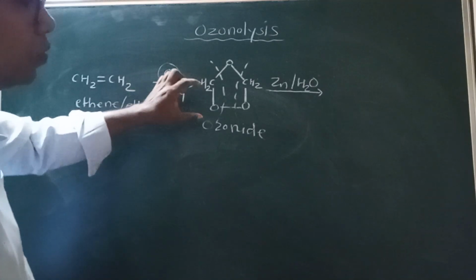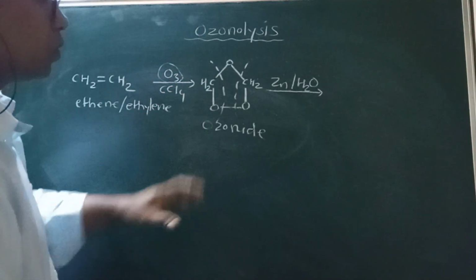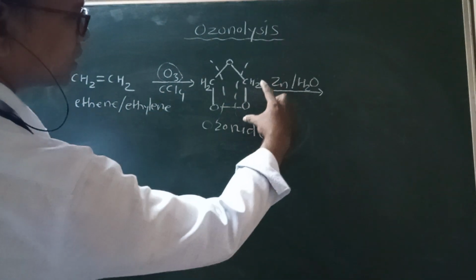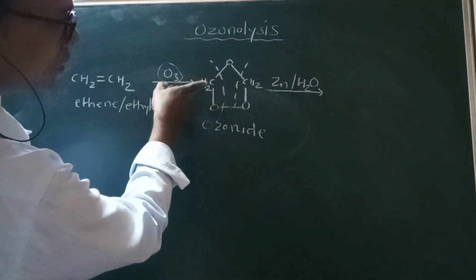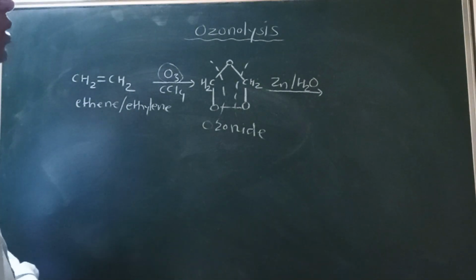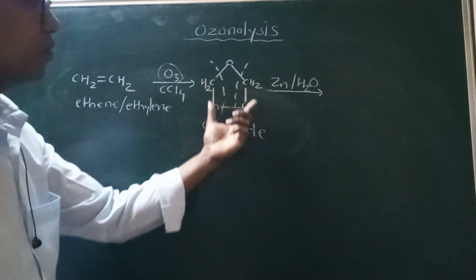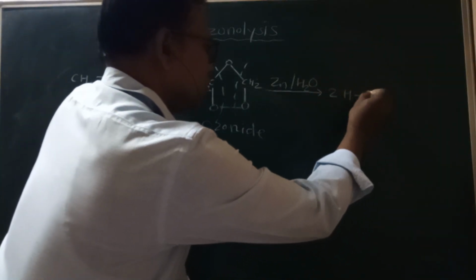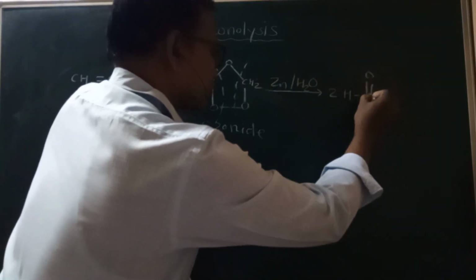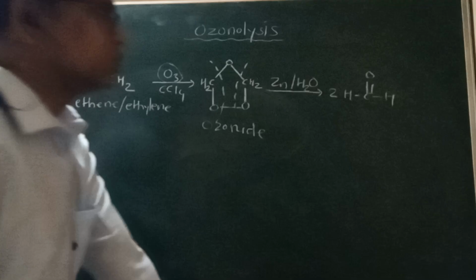Now CH2O means what? Yes, it's formaldehyde. And from this side also you'll get the same CH2O. That is, C will be doubly bonded with oxygen. Here also C will be doubly bonded with oxygen. So you'll get two molecules of formaldehyde, that is H, C double bond O, and H.